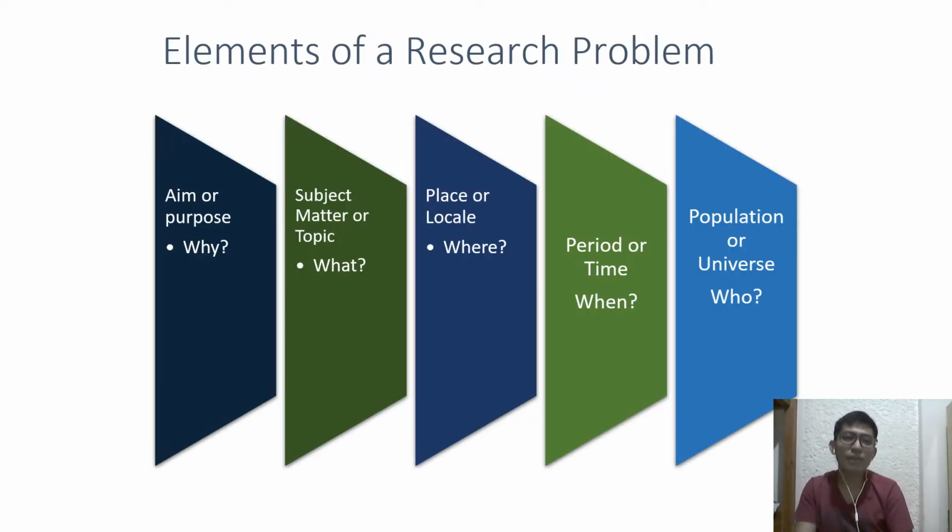These are the elements of a research problem. First, ask this of yourself: what's your purpose? Why do you want to study this concept or this topic? Next is the subject matter or topic. What's the specific topic? Is it COVID related? Is it nursing? Place or locale?